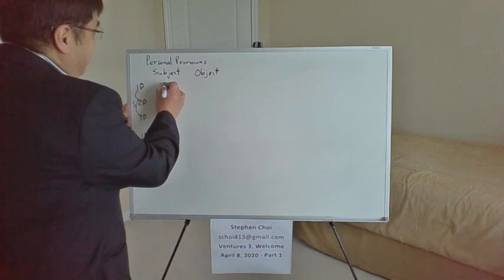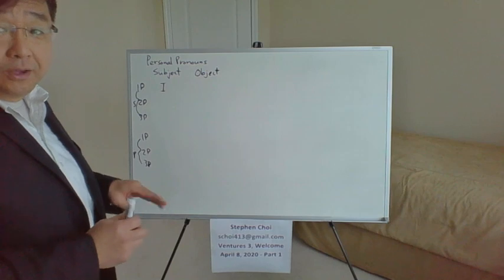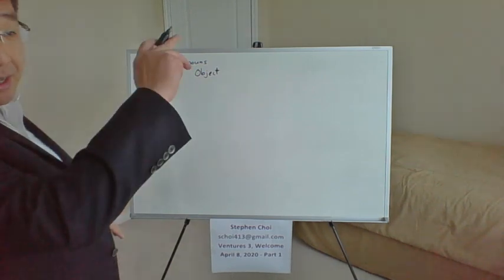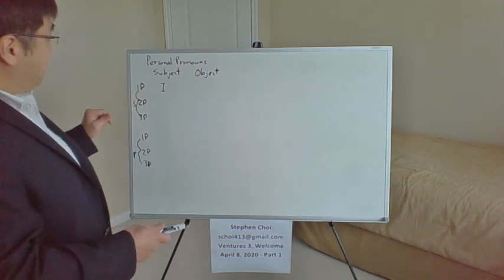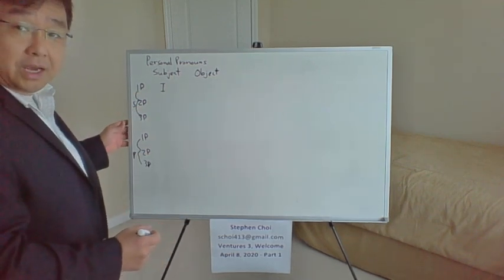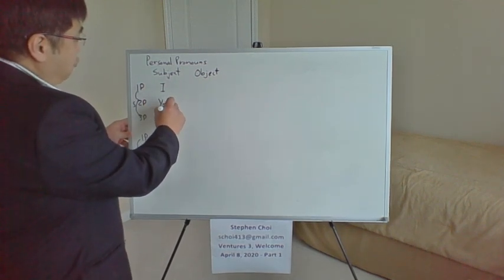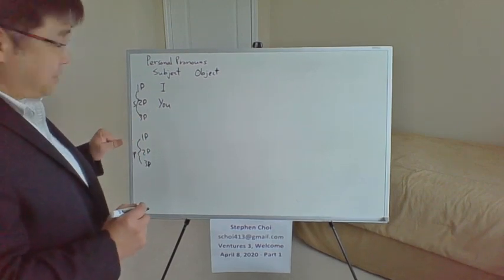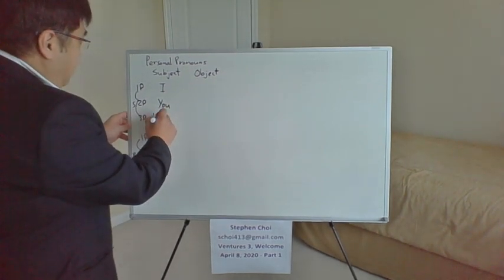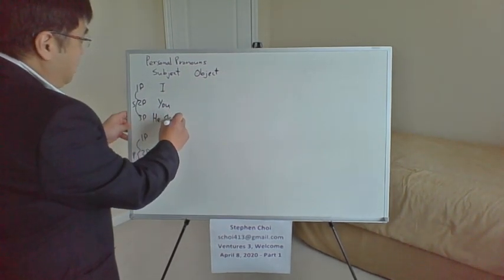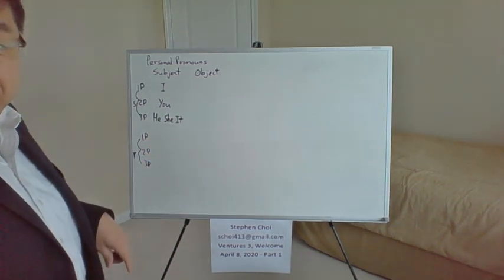Who knows what is the first person singular subject personal pronoun? Yes, I. In English, I is always capitalized. Whether it's at the beginning of a sentence, in the middle, or at the end, I is always capitalized. How about second person? Second person is you. And then third person, we have three, right? We have he, she, and it. He, she, it.